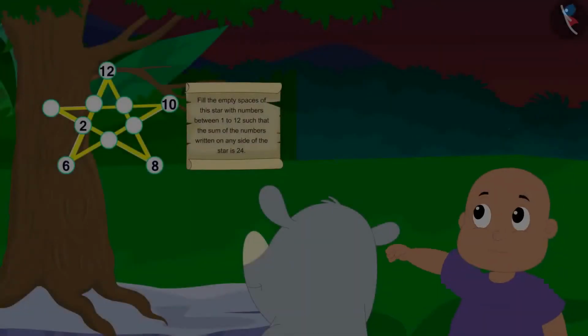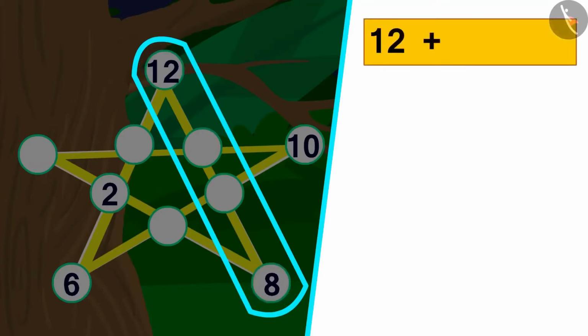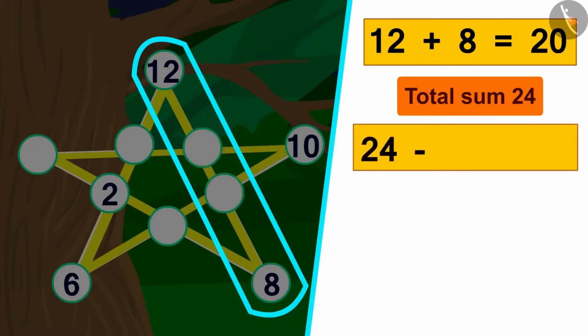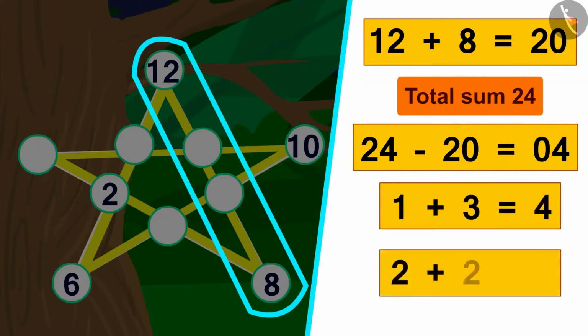"Look, uncle, on this edge there are two numbers, 12 and 8, already written. If we add these two numbers, the answer will be 20. Now, the total addition of this edge should be 24. This means that in these two spaces, we have to write numbers whose sum is 4, which is 20 less than 24. We can write 4 by adding 1 to 3 and by adding 2 to 2.